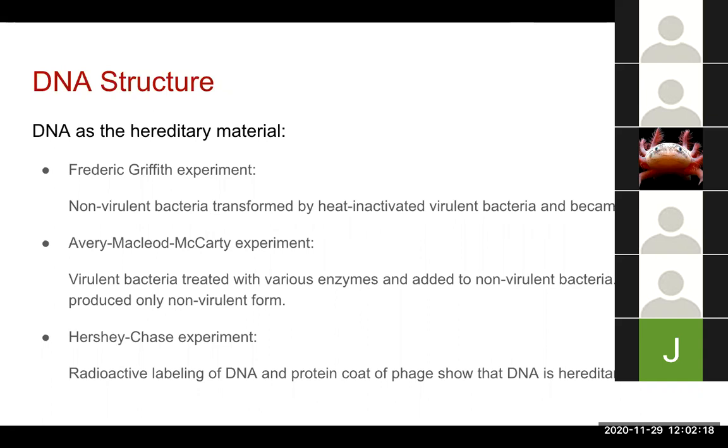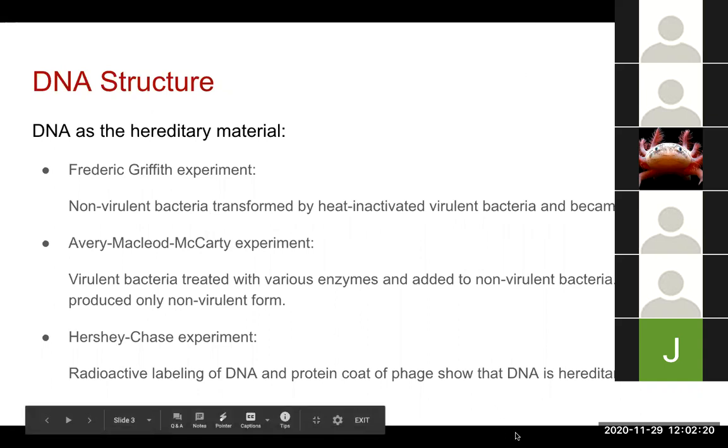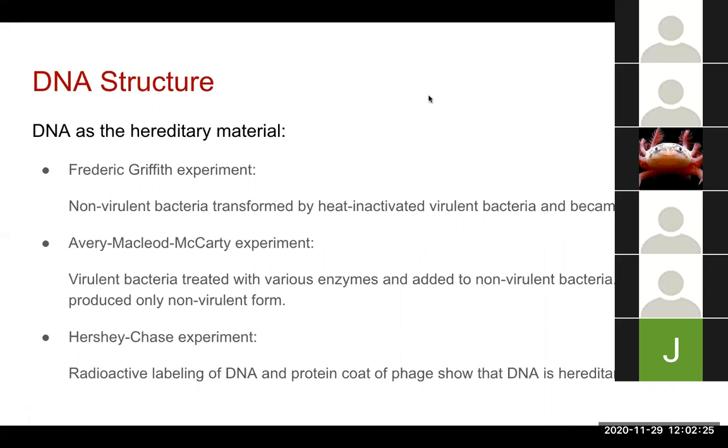I'm covering DNA structure. And just as a review, some of the main experiments that led up to determining that DNA was the hereditary material were, one, the Frederick Griffith experiment. They showed that non-virulent bacteria was able to be transformed by heat-inactivated virulent bacteria. They used that with the mouse experiments, and they used a smooth coated bacteria and a rough coated bacteria.